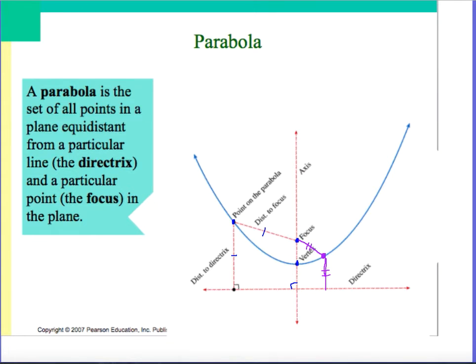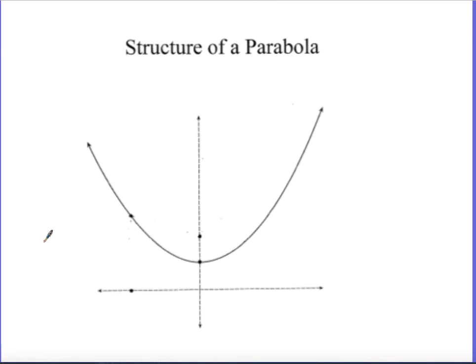Now, what that also means for us is if I pick the vertex, the point from the focus to the point on the parabola, that's the vertex right there, and from the point on the parabola down to the directrix should also be the same length. So this line right here and this line right here should be the same exact length. So focus to vertex, vertex down to the directrix, exactly the same distance. So let's do a little more labeling on our parabola as we talk about the structure.